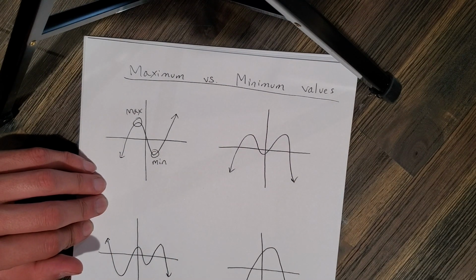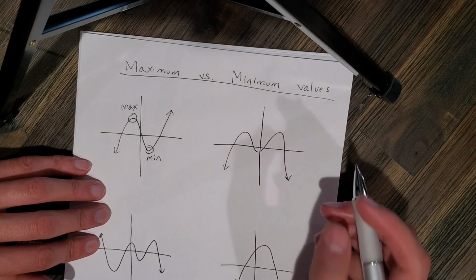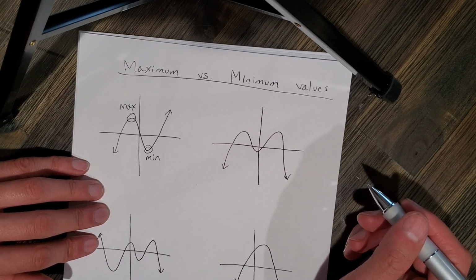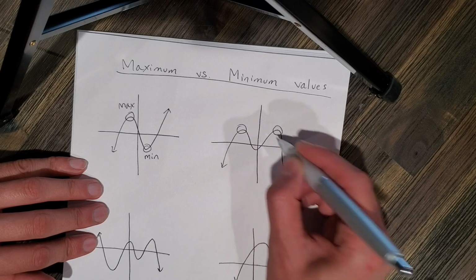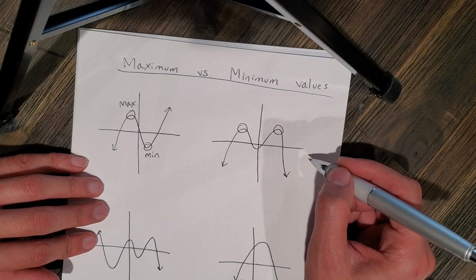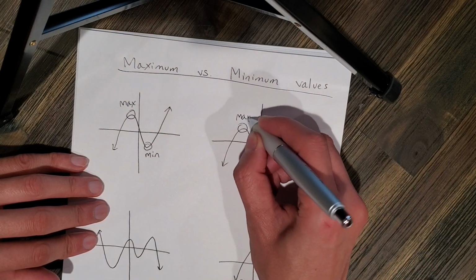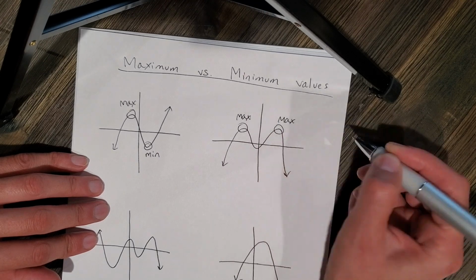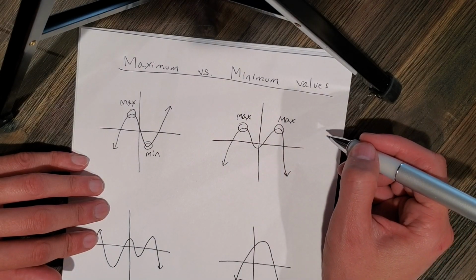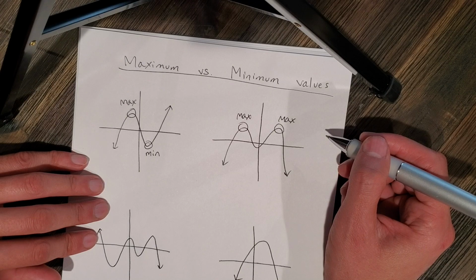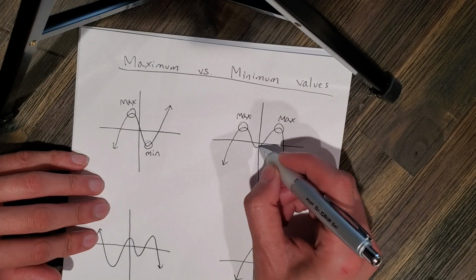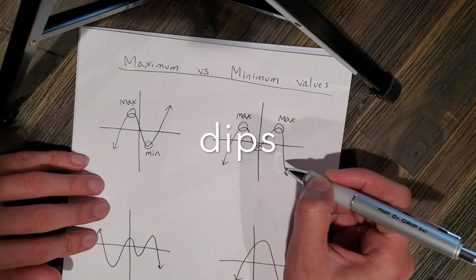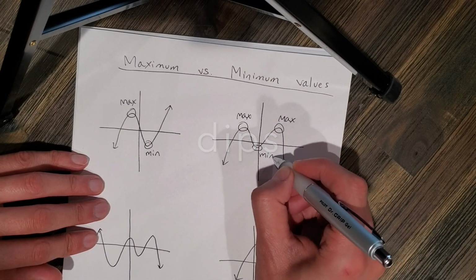So what if I only want to know about maximum values? Well, basically those are all the mountaintops. The mountaintops are our maximum values. So this one has 2 maximum values. How many minimum values does this have? Well, those would be my dips right here at the bottom. So that would be considered just 1 minimum value.